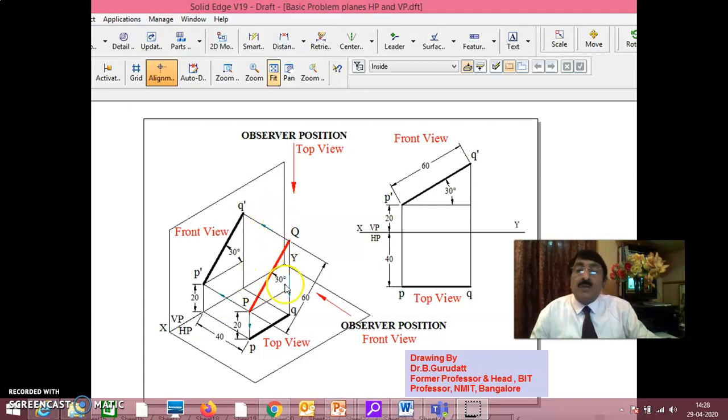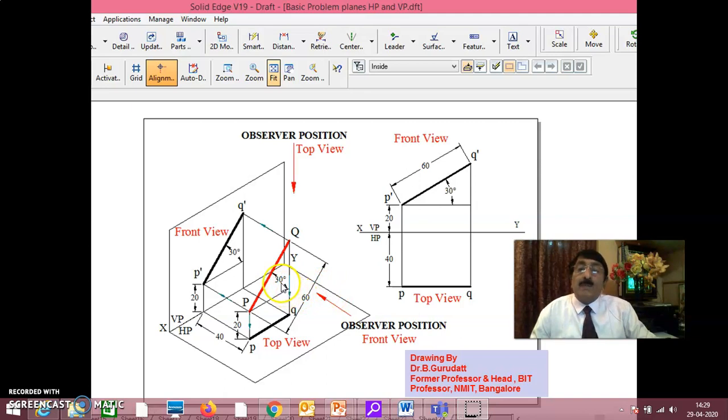That means the line will not only be inclined to HP, but also will have some inclination to VP. In the same way, if Q is moved like this, with that 30 degrees constant, once Q is moved towards the observer, the line will not only have inclination to HP, but also inclination towards VP. This type of problem is given here.